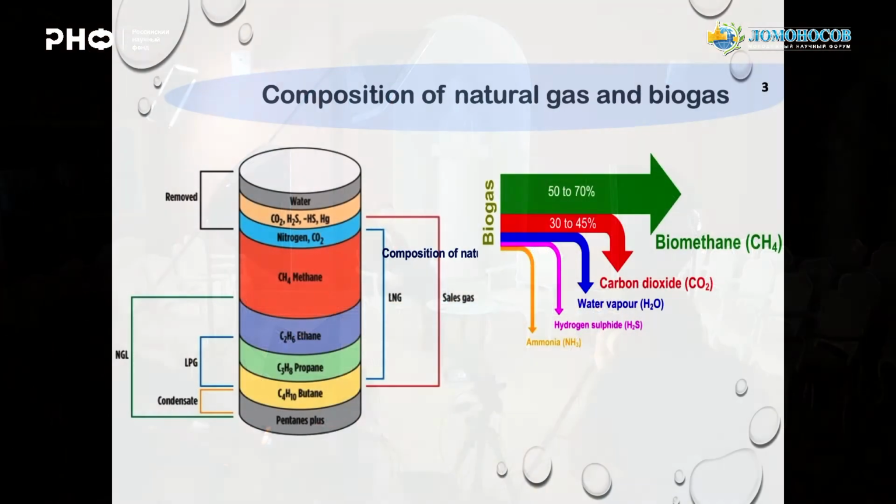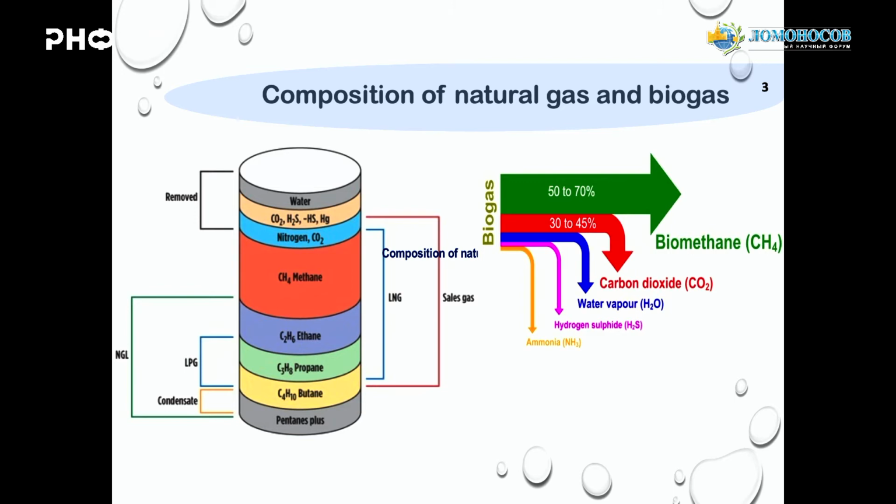Of course, when we speak about some alternative energy like biogas production, we have CO2 and some ammonia or H2S as contaminants in this production. And this is a problem because we are really influencing the climate change through contamination and so on.